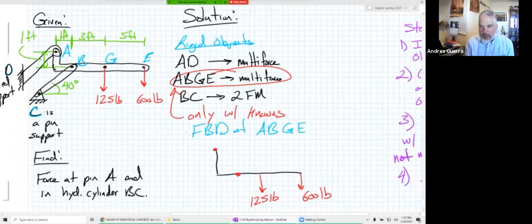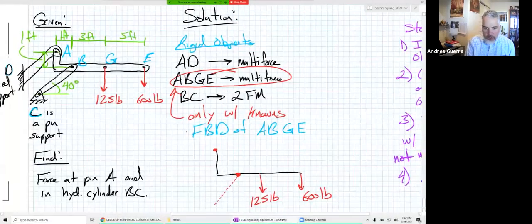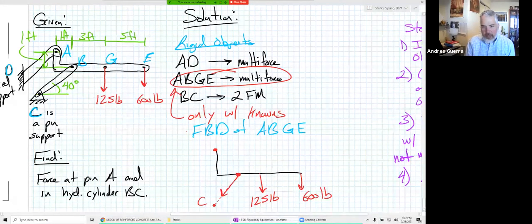So, point B. This is a two force member. So it's going to have an X and a Y component, but don't we know that the line of action has to go between those two points where the forces occur? So it has to go between B and C. I don't know what direction it should go in. I'm just going to pick down and to the left. So that's just one unknown.